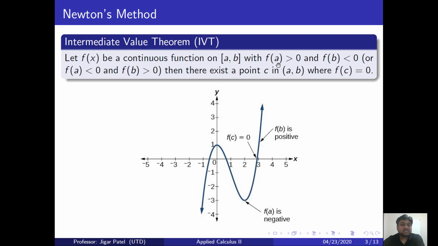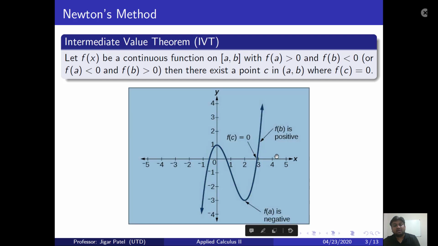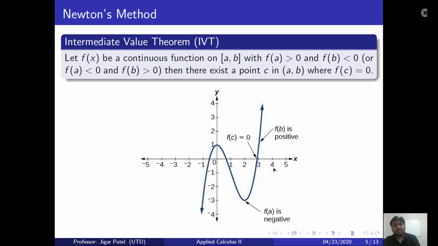Let's understand this result with this picture. Look at this. The function is continuous from 2 to 4, right? I want you to notice carefully that the value of my function at 2 is negative. The value of my function at 4 is going to be positive. The function changes sign from negative to positive as I move from 2 to 4.